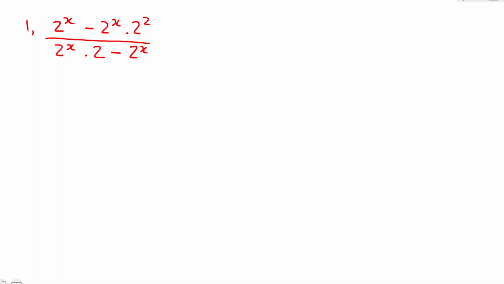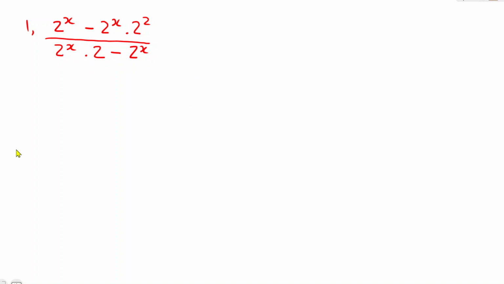So someone asked me to do these questions, which are the exponential expressions. So we have to solve now this one, and then I'll do maybe example 2 and example number 3. So this one we are given 2 to the power of x minus 2 to the power of x multiplied by 2 to the power of 2. Then on your denominator, you have 2 to the power of x multiplied by 2 minus 2 to the power of x.